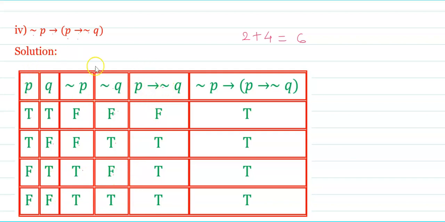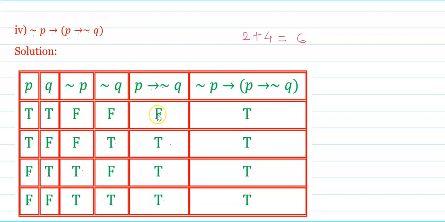P implies negation Q. T implies F is F. T implies T. Both of them are same. Therefore it is true. F implies F. Both of them are same. Therefore it is true. F implies T. Therefore it is true. Okay. Now next we'll find out the implication between the third and the fifth one. Now see this here. This is the third and this is the fifth one.